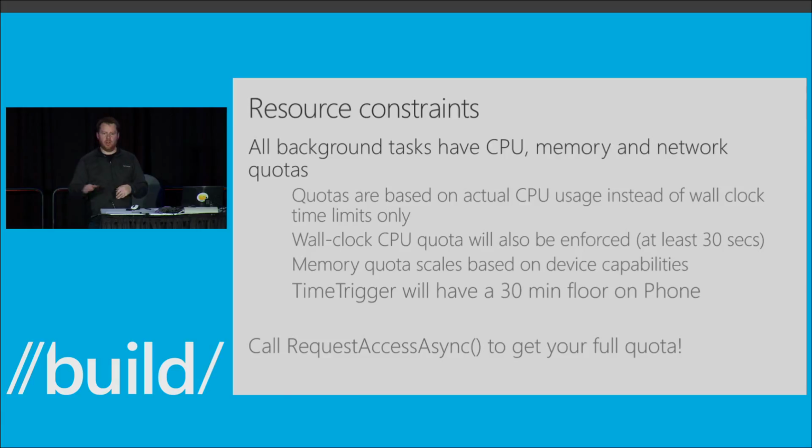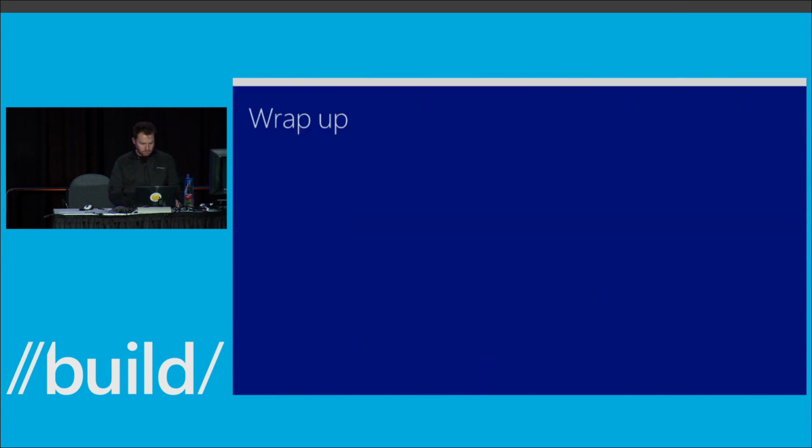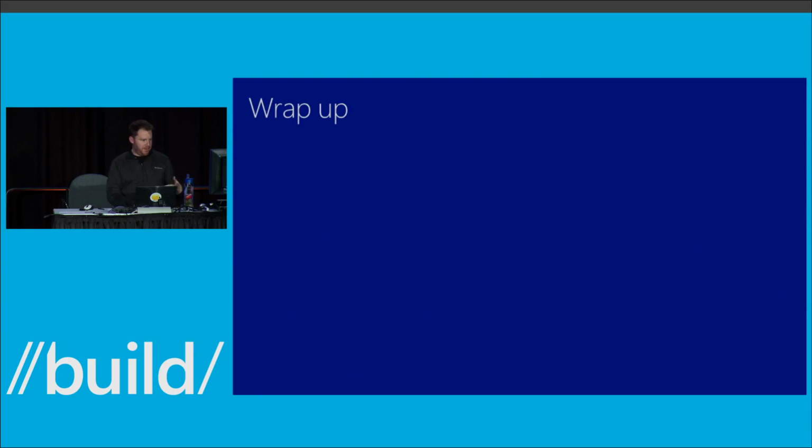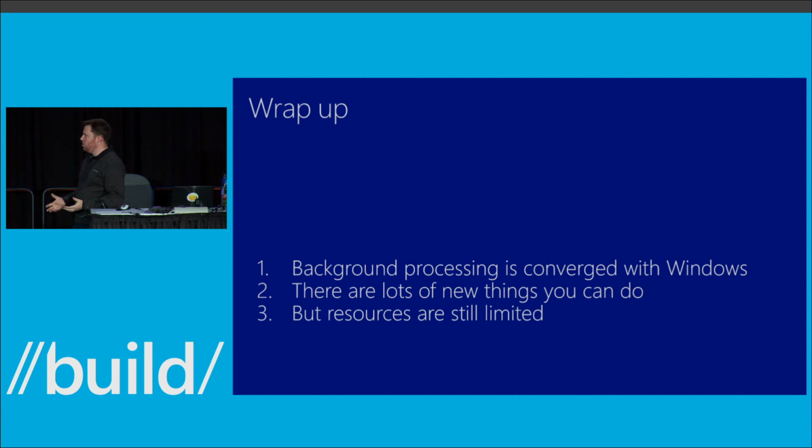And then just one final thing, call RequestAccessAsync. This is new if you're from Windows Phone. We implicitly do it for your Windows Silverlight 8.0 applications, so you don't need to change your 8.0 code. But as soon as you upgrade to 8.1, you need to explicitly ask the system to run in the background. So you need to call BackgroundExecutionManager.RequestAccessAsync. That's what I showed in those samples there. Always make sure you do that so that you get your full quota. Otherwise, you'll get a reduced quota, which is not fun for anyone.